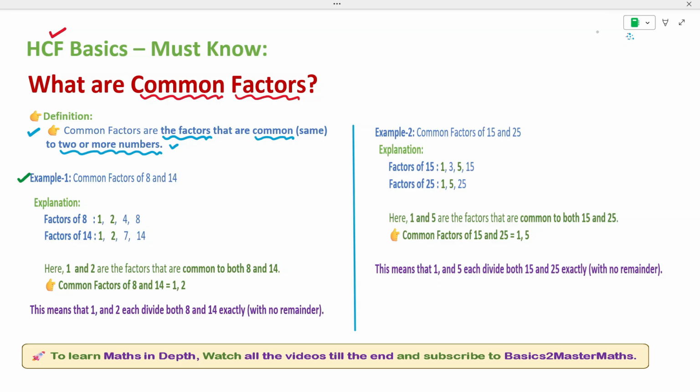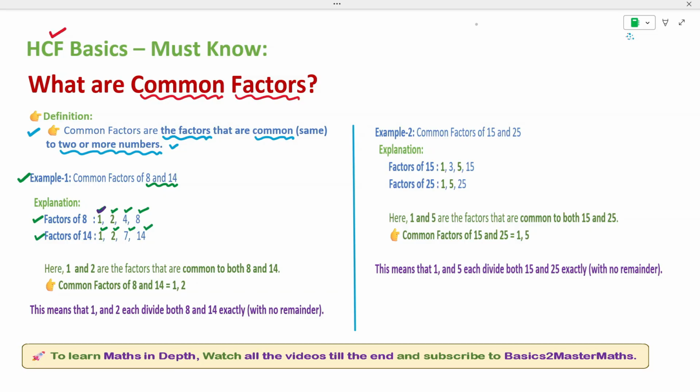Example 1. Common factors of 8 and 14. Observe here, we know that the factors of 8 are 1, 2, 4 and 8. Also, we know that the factors of 14 are 1, 2, 7 and 14.